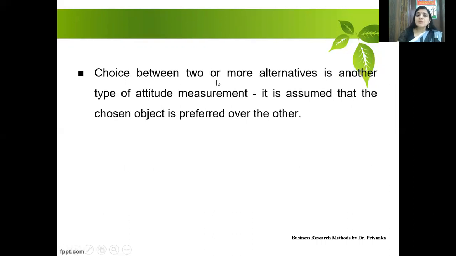Then choices between 2 or more alternatives is another type of attitude measurement. It is assumed that the chosen object is preferred over the other, or you can say the chosen object is actually given the highest ranking among all.